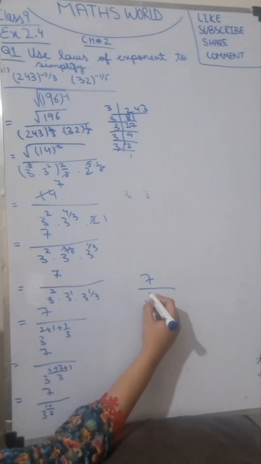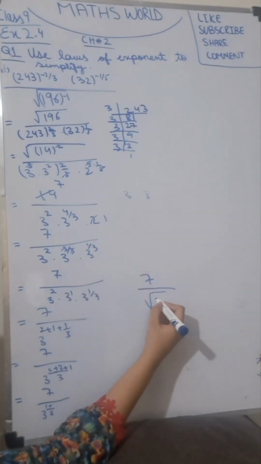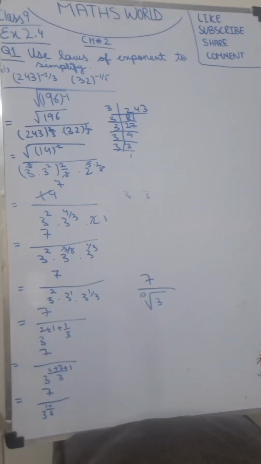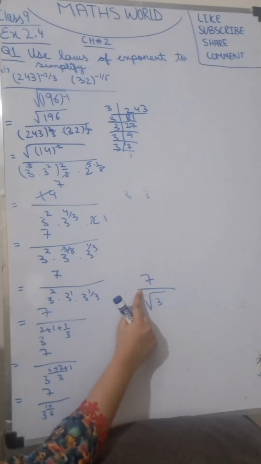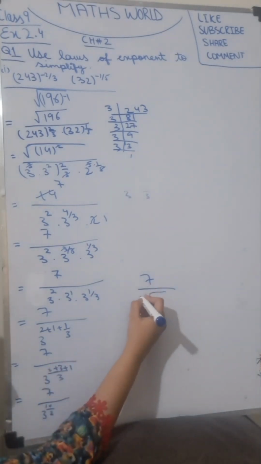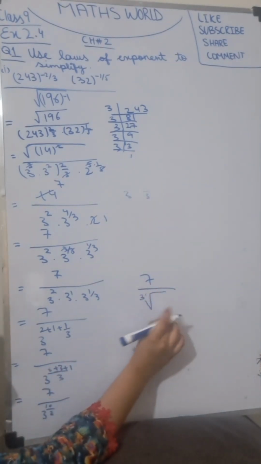You can write here the cube root of 3 to the power 10. Or you can write it like this also, that 3 is the number, the power is 3 and the root index is 3. So in this way you can write it like this also.